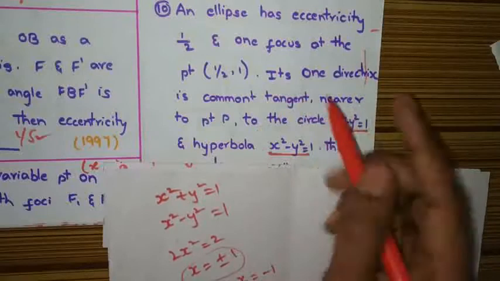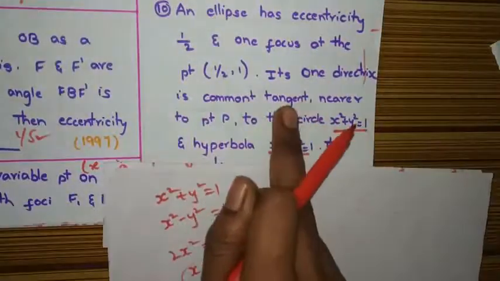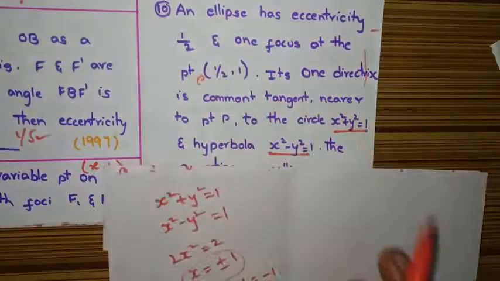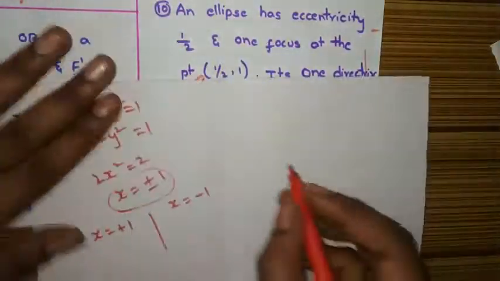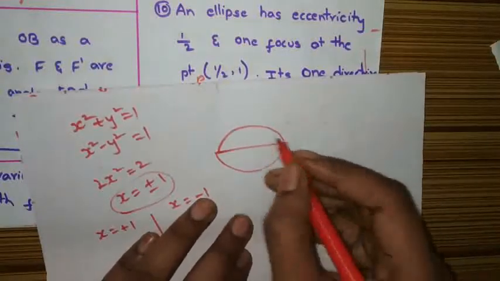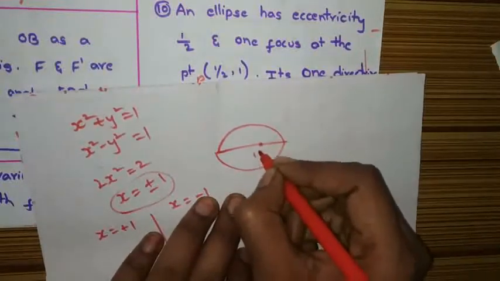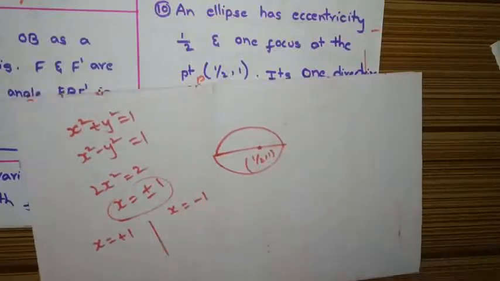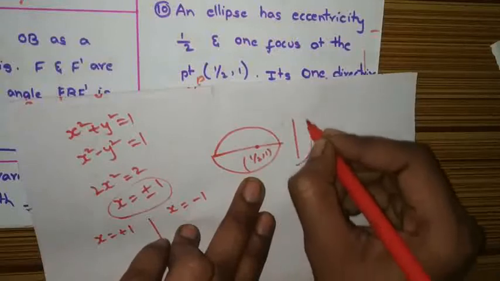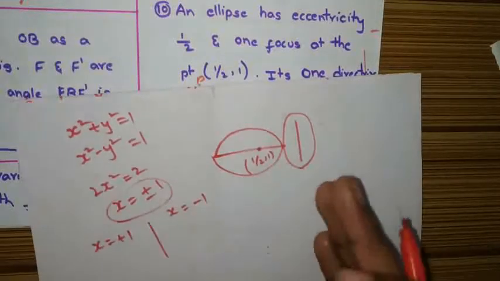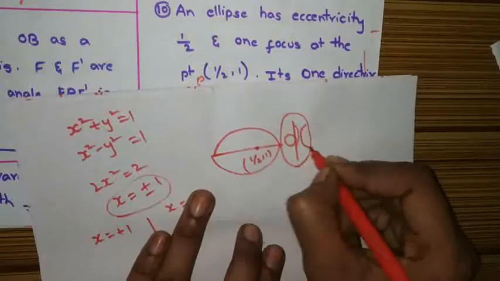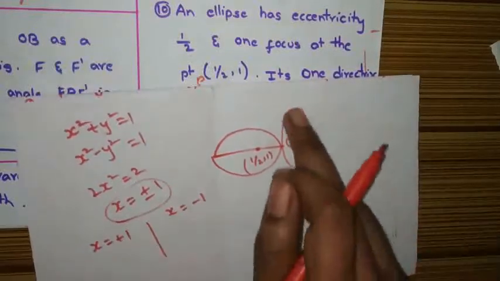And they told that one directrix, the common tangent nearer to the point P. This is that point P. See, what they told is, this is the ellipse and this is the focus. Take this as focus, and they told that its one directrix is a common tangent to a circle and a hyperbola. This one tangent is common.